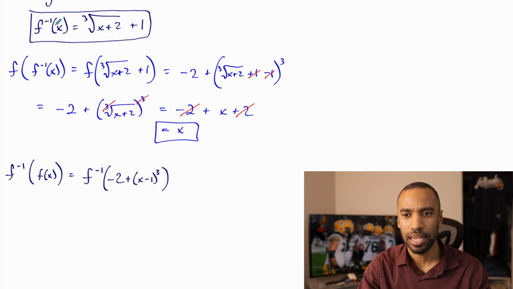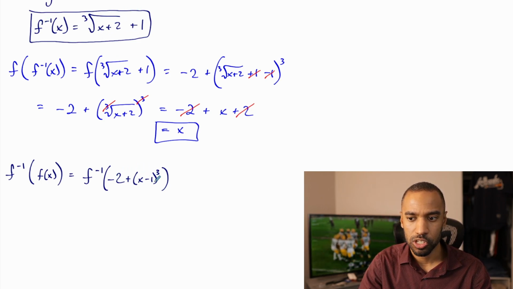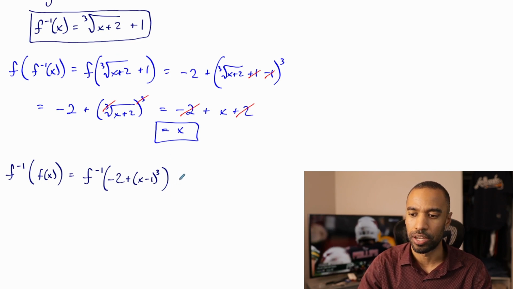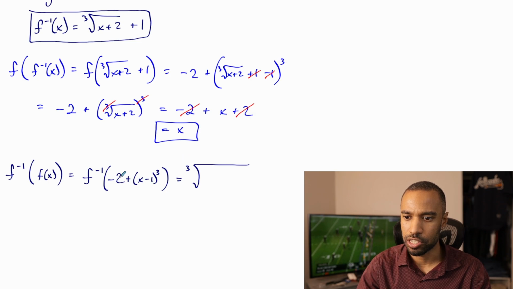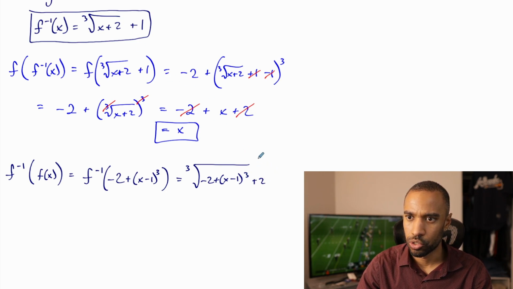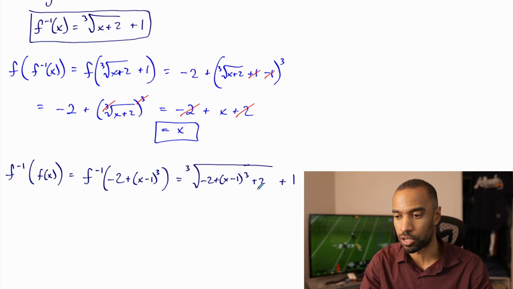So I'm going to use the inverse's equation, and I'm going to insert this expression for x in its equation here. So here we go. We'll get the cube root of, and instead of x, I'm going to write this, negative 2 plus the quantity x minus 1 cubed. And there's a plus 2 inside that function, right there, and then plus 1. Actually, there's no guarantee that's a function in other circumstances.